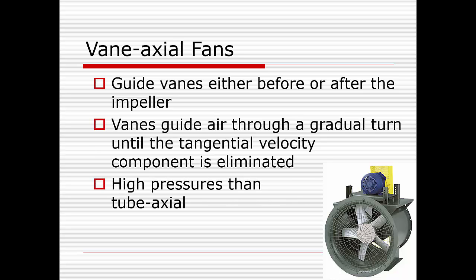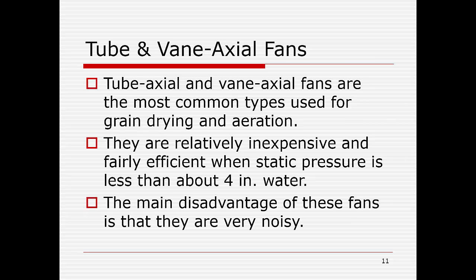In case of the vane axial fan, it provides a much higher pressure than the tube axial, and there are some vanes you can see here that guide the air through a gradual turn so that it can increase the pressure significantly. So the tube axial and vane axial are the ones most commonly used for grain drying, and their pressure is around 4 inches of static pressure. The main disadvantage is it's noisy.